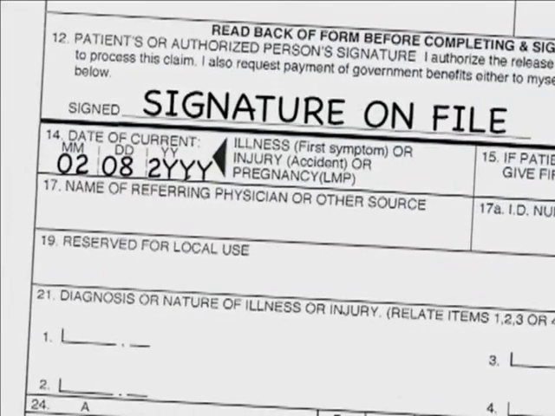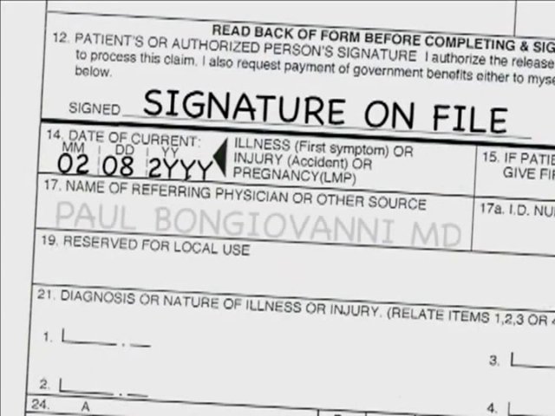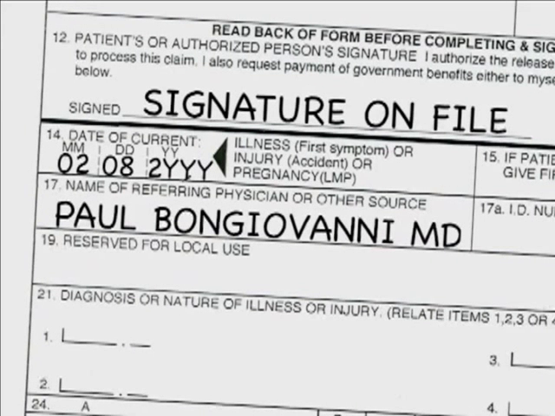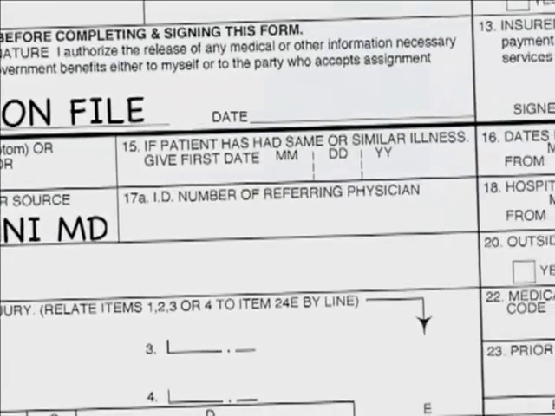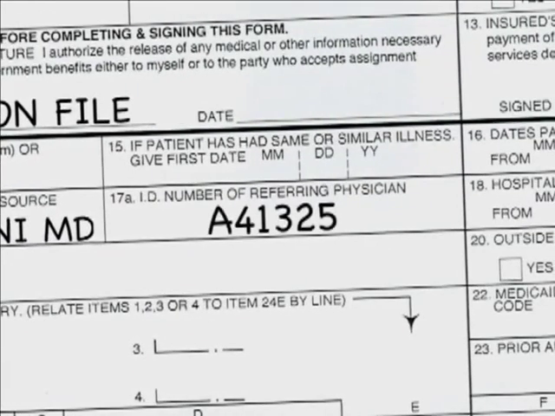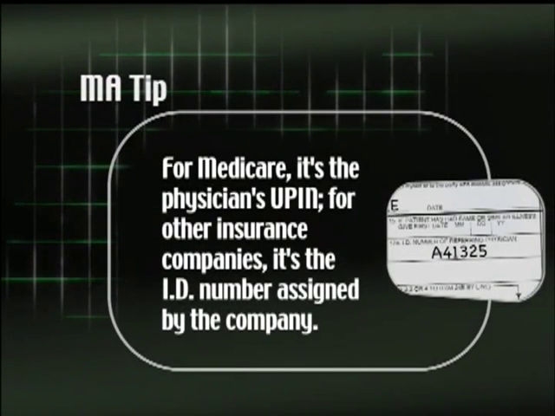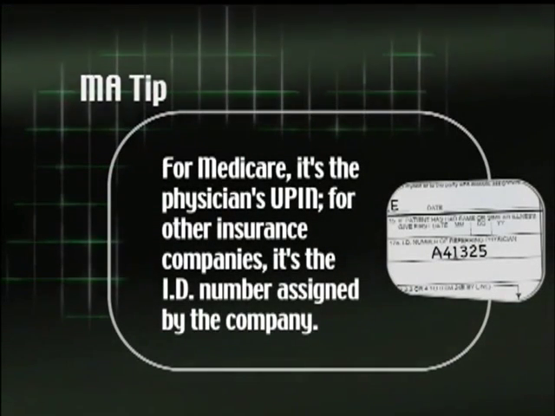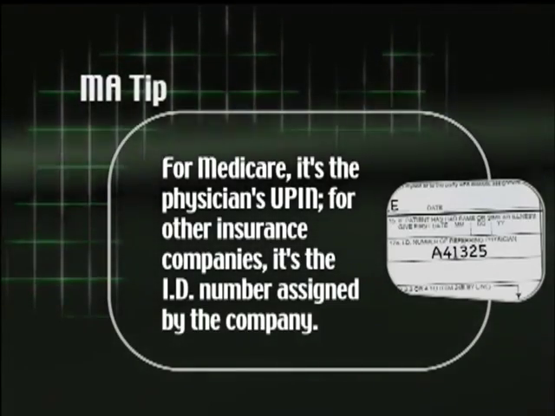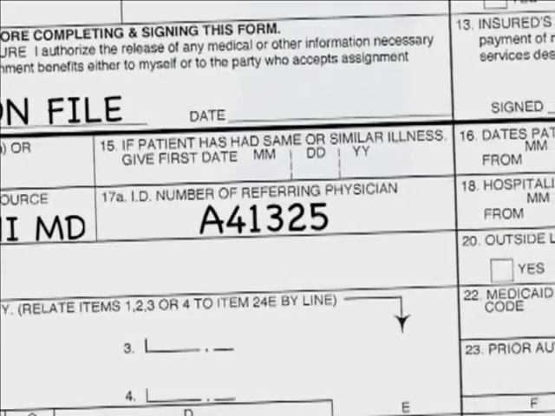Block 17. If applicable, enter the name of the referring physician. Otherwise, leave blank. Block 17A. Enter the referring physician's ID number. Otherwise, leave blank. MA tip. For Medicare, it's the physician's UPIN. For other insurance companies, it's the ID number assigned by the company.